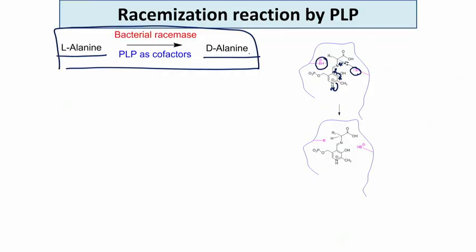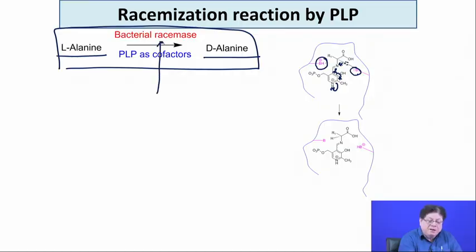So, if you can generate an inhibitor which inhibits this L alanine to D alanine process, then what you will discover is an antibiotic, or an antibacterial agent, because if it is synthetic, then it will be an antibacterial agent.